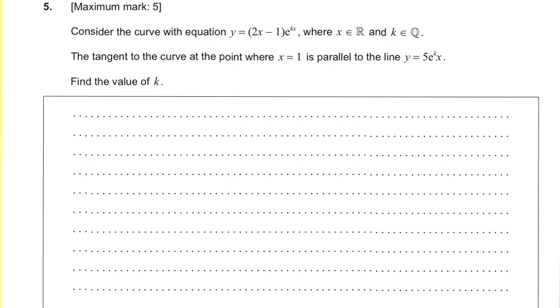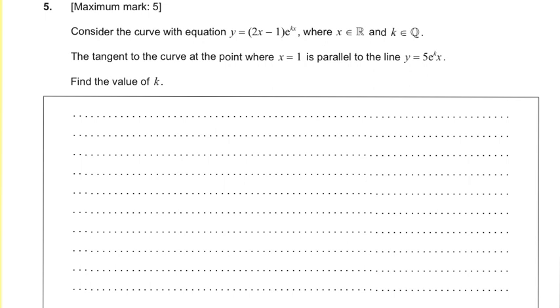Consider the curve with equation y equals (2x minus 1) e to the power of kx, where x belongs to R and k belongs to Q. The tangent to the curve at the point where x equals 1 is parallel to the line y equals 5e to the power of kx. Find the value of k.